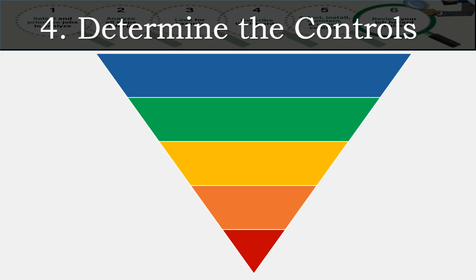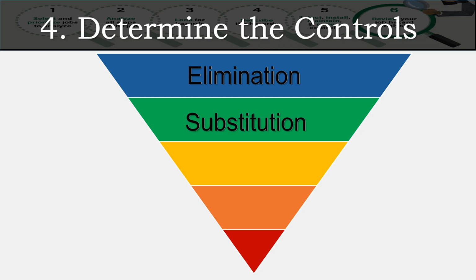The levels in the hierarchy include elimination, the most effective control. This involves completely removing the hazard from the workplace, such as stopping the use of a toxic chemical or eliminating a dangerous task. An example is instead of manual handling of a dangerous material, use robotic systems to automate the task and remove the worker from direct exposure.